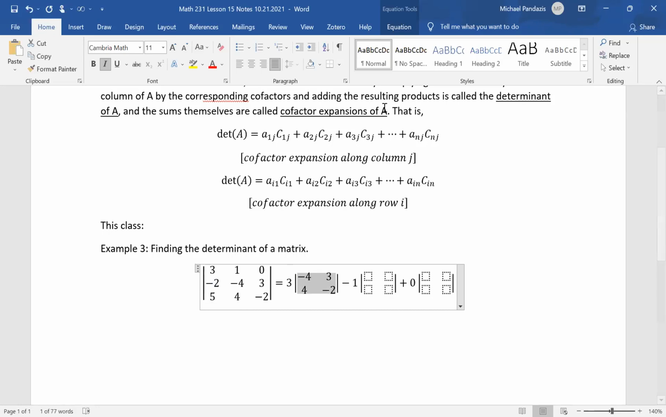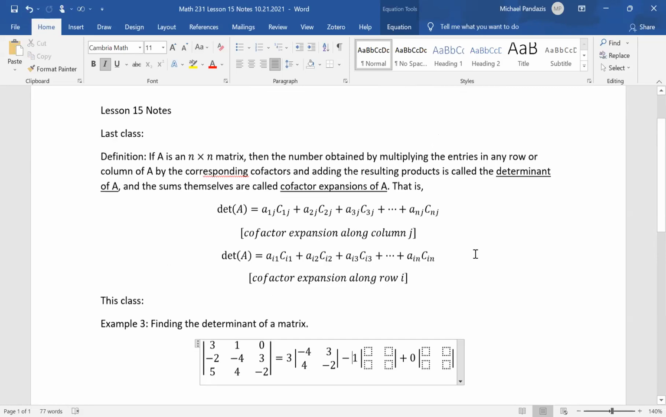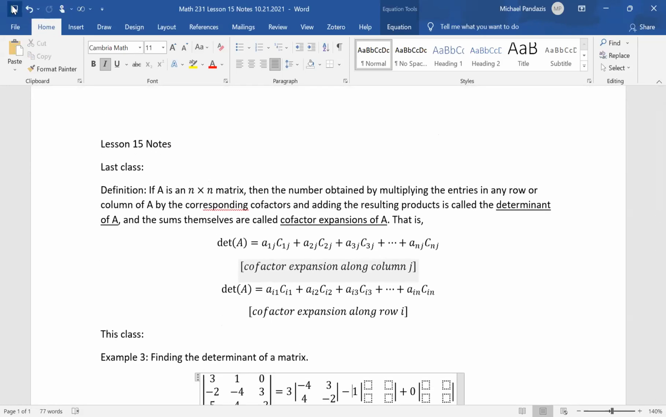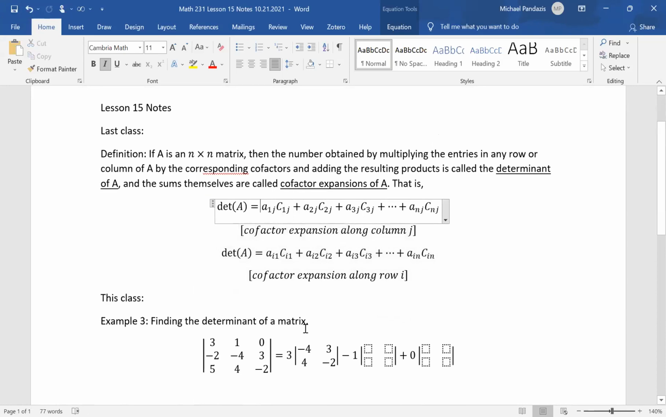Professor, I have a question. Sure. I'm still confused. Why do you choose minus 1 and plus 0? Because that goes back to finding the cofactors of each entry.